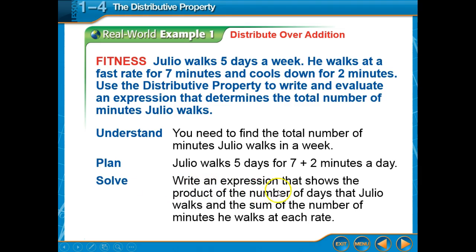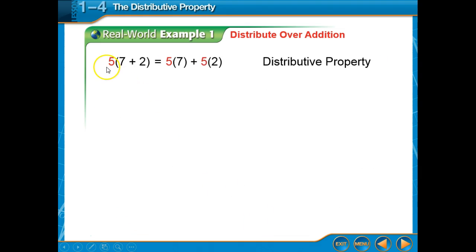When you write an expression that shows the product of the number of days that Julio walks and the sum of the number of minutes he walks at each rate, that's going to look like this. For 5 days, he's going to walk 7 minutes at a fast rate and 2 minutes at a slow rate. And this is what that would look like with the distributive property. Certainly you could find that answer by making a list of all the 7s and all the 2s that he's going to walk, but this is the algebraic method of using the distributive property to demonstrate that.